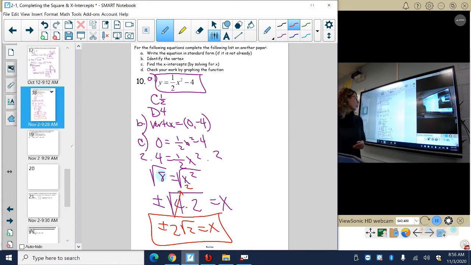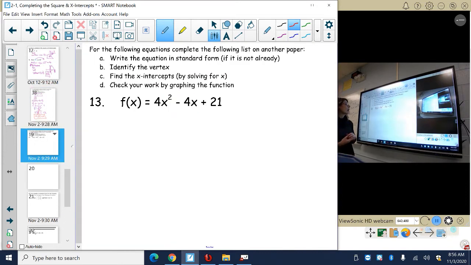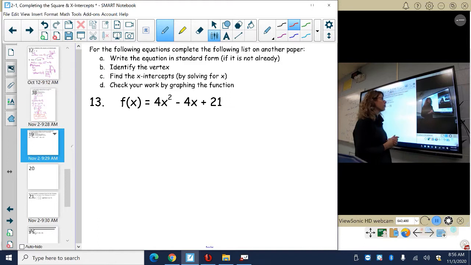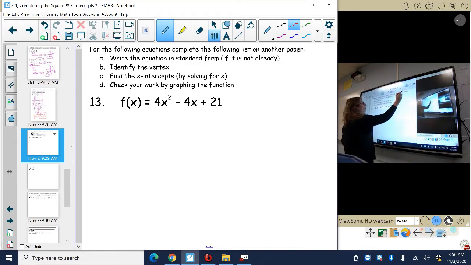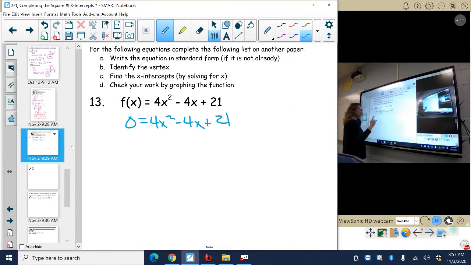Now let's talk about number 13. Same exact procedure. This is not in standard form, so I have to make it in standard form. So how do I go about that? Well, the way I'm going to do that is I'm going to let 0 equal 4x squared minus 4x plus 21. I'm going to bring that 21 over by subtracting it.